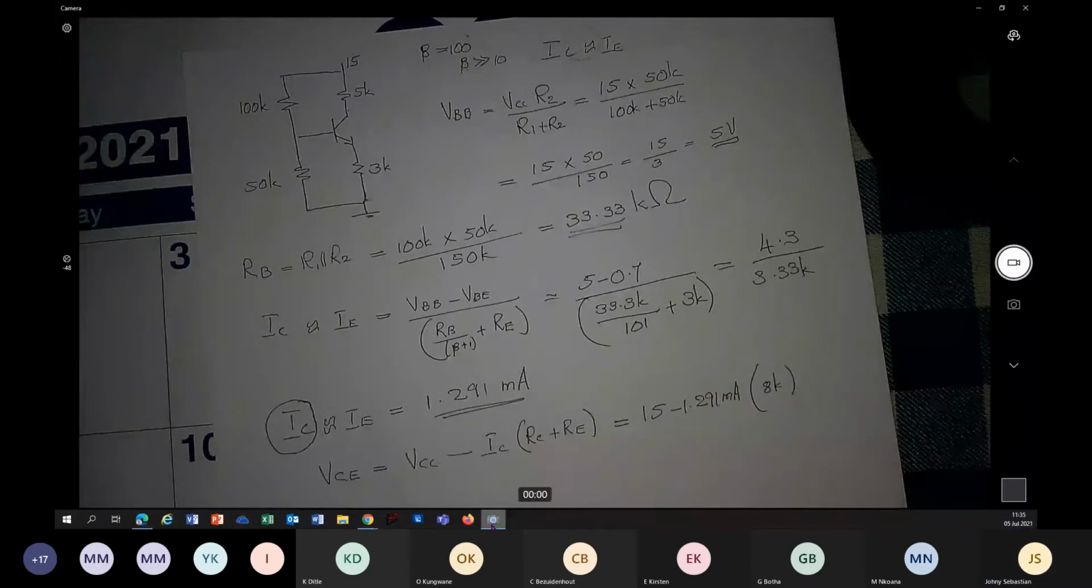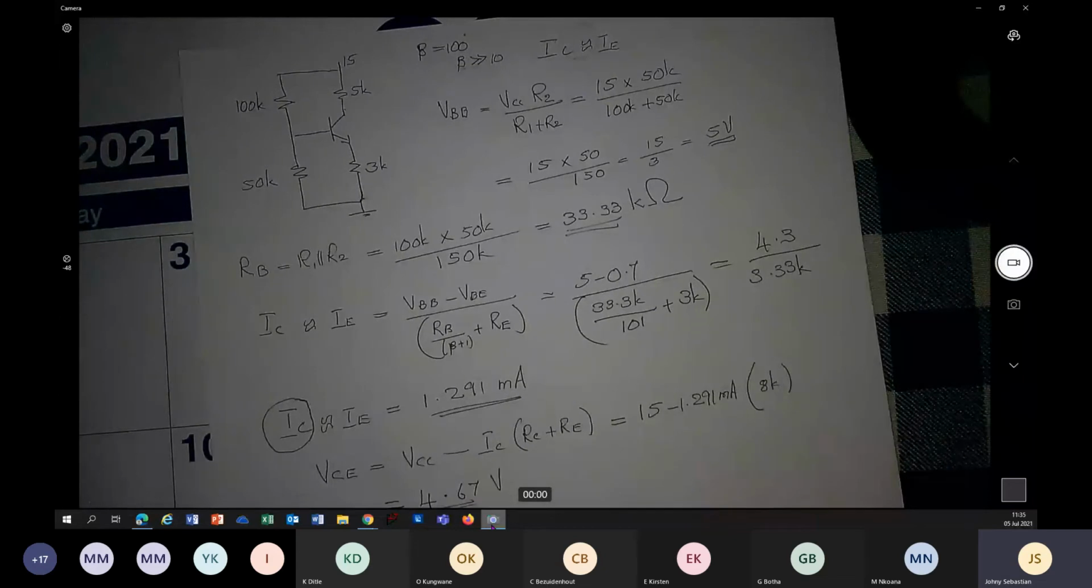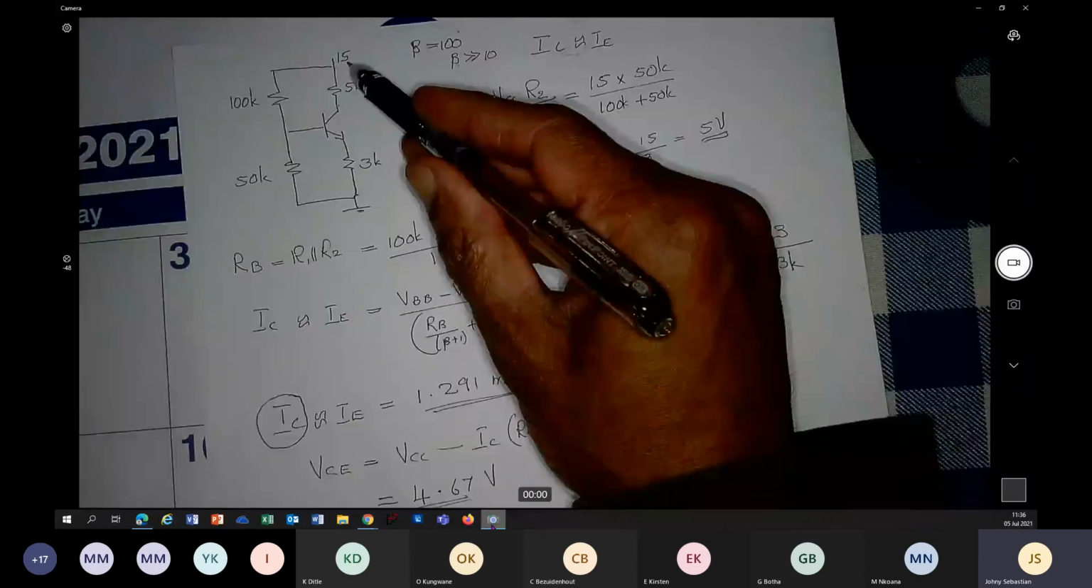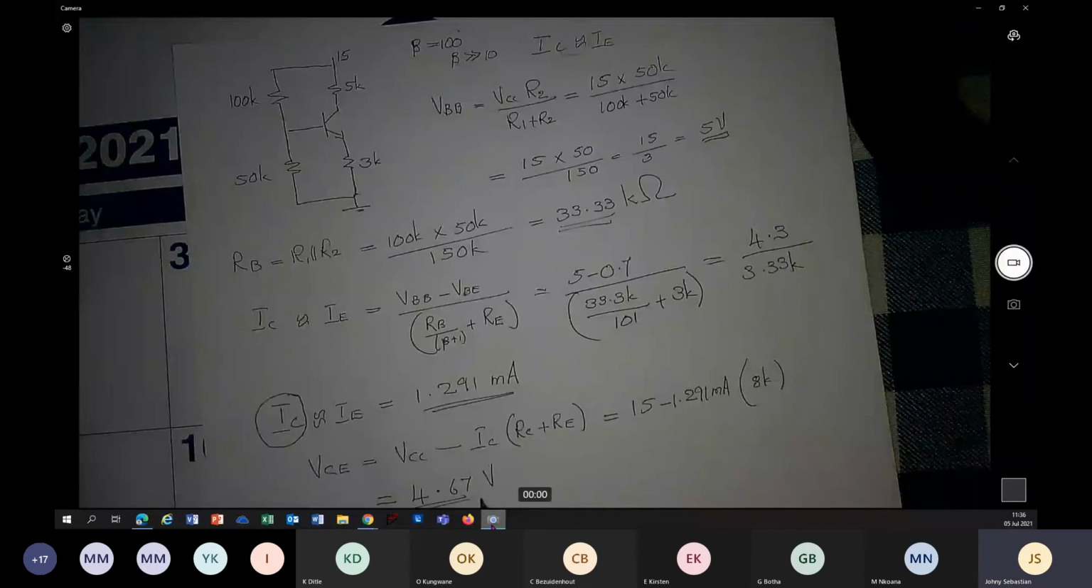VCE equals 4.68 volts. We got somehow 4.67 volt. Fine. So VCE, look, what is 1/3 of VCC? VCC is 15. 1/3 of 15 is 5 volt. You are getting 4.67, very close. So all the assumptions are satisfied in this calculation.